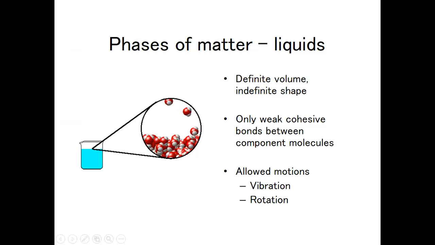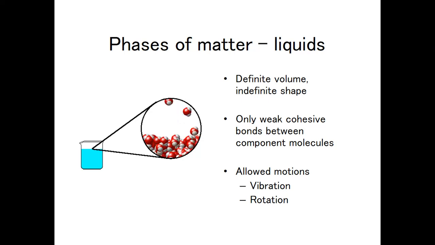In this lecture, we're going to take a look at the phase of matter of liquids. Now, we talked about solids. We said solids had definite shape and definite volume, which meant when they were left alone, they would just keep their shape and their volume. Liquids will keep their volume, but they have an indefinite shape.